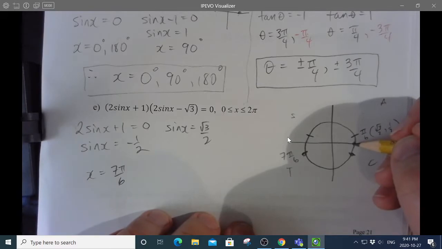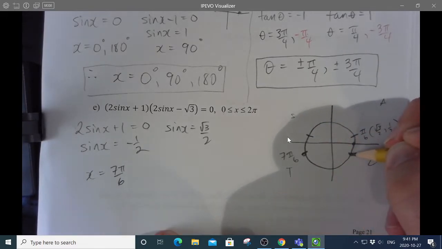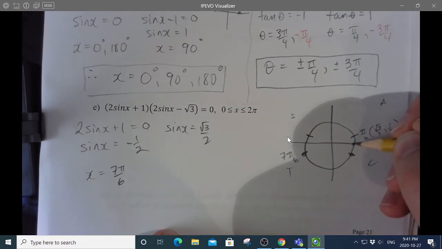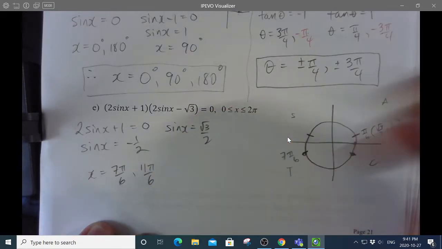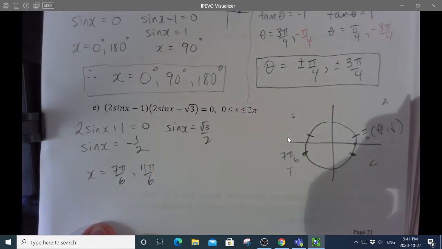My second answer happens when I go all the way around and hit here. If I went another pi by 6, I'd be at 2 pi. And 2 is 12 over 6. So that's 11 pi by 6. So there's the two answers there.